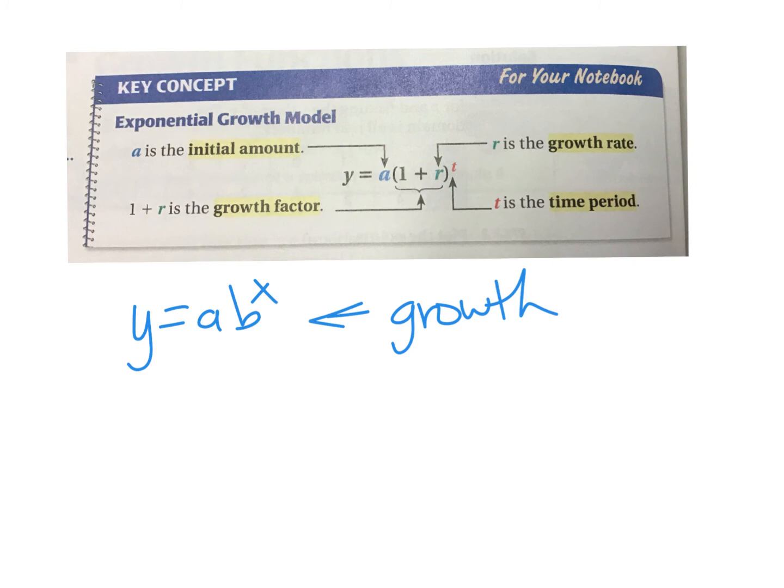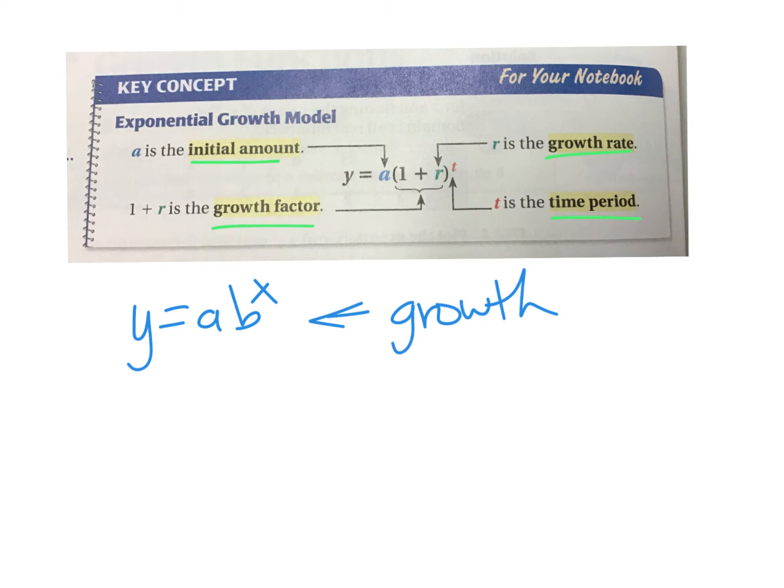So let's look at this and talk about all the vocab, what each thing stands for. So a is the initial amount. If you're dealing with money or population, it's the number that we started with. r is for the growth rate. Often this will be in a decimal or a percent, and you convert it to a decimal. Time period is pretty self-explanatory, how long it takes. And then 1 plus r is the growth factor.